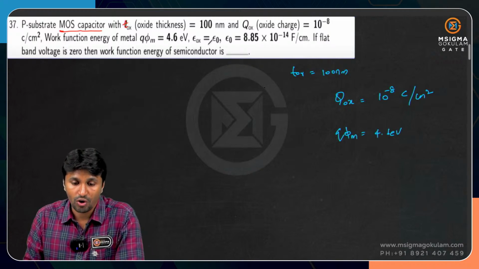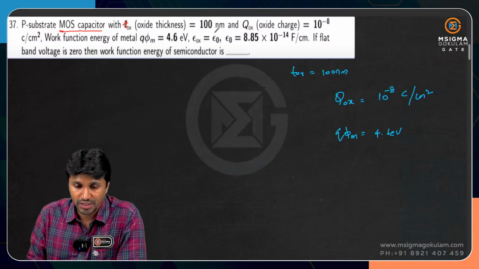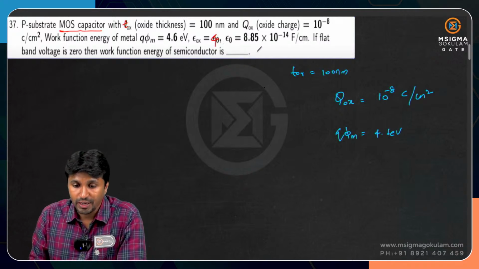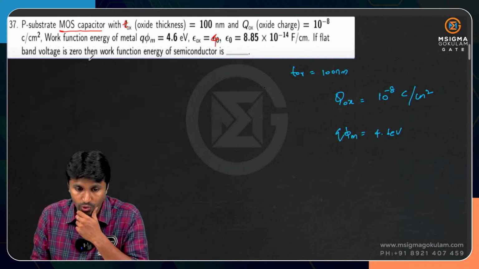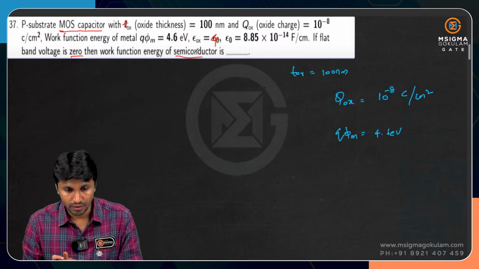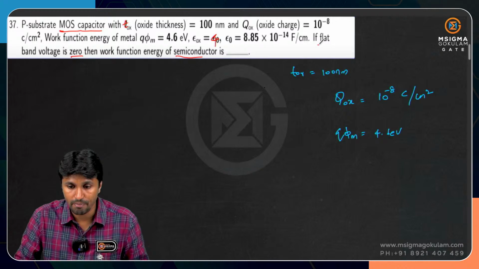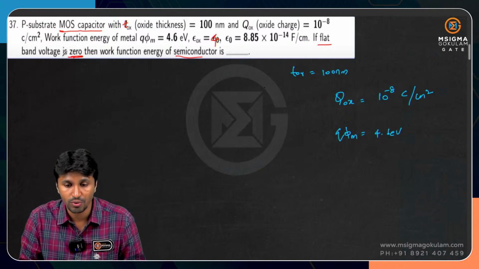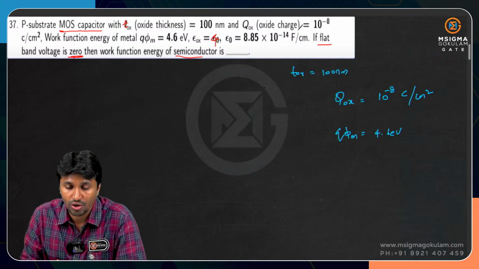The relative permittivity of oxide is 4. This is a printing mistake, so this is 4, right? And the permittivity of free space is 8.85 into 10 raised to minus 14 farad per centimeter. If the measured flat band voltage is 0, then find the work function of the semiconductor. Here it is given that there is oxide charge, right?